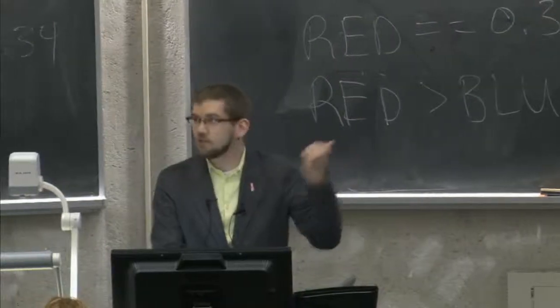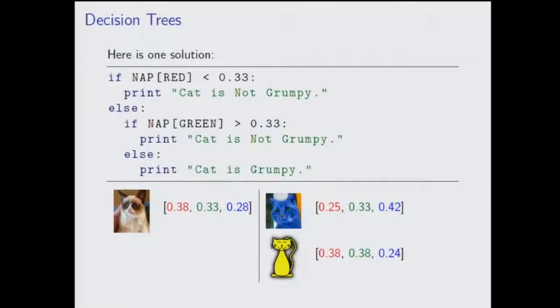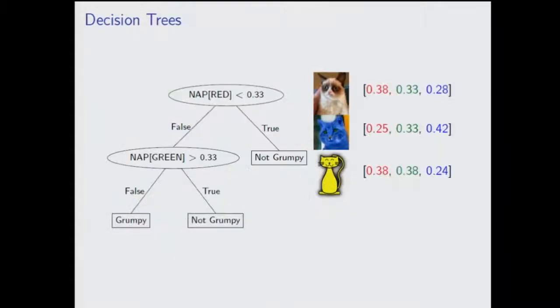And what we have just built together is called a decision tree. And rather than writing it as a bunch of if statements, which gets kind of clunky, computer scientists will often instead draw a picture. And the picture has an ellipse for every place where you ask a question. So there's 2 of them because we had 2 questions. And based on the answer to this question, you go down the tree one branch or the other until you hit the bottom. So the first question is nap red less than 0.33? If that's true, we know the cat's not grumpy. If it's false, then we ask another question, and then we go left or right depending on the answer.